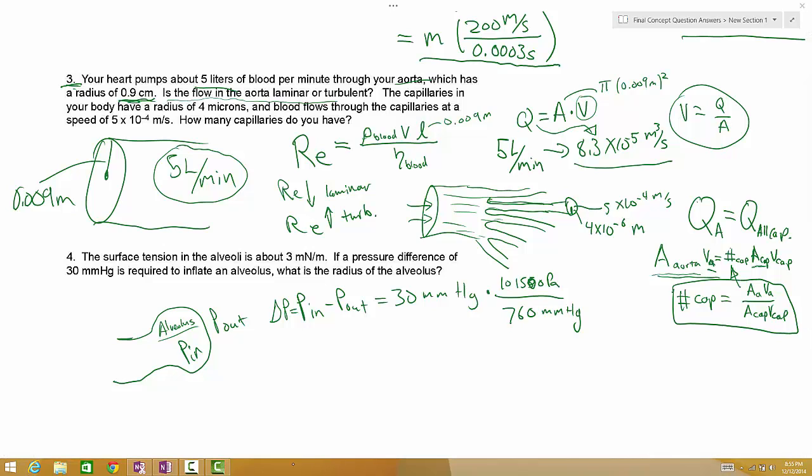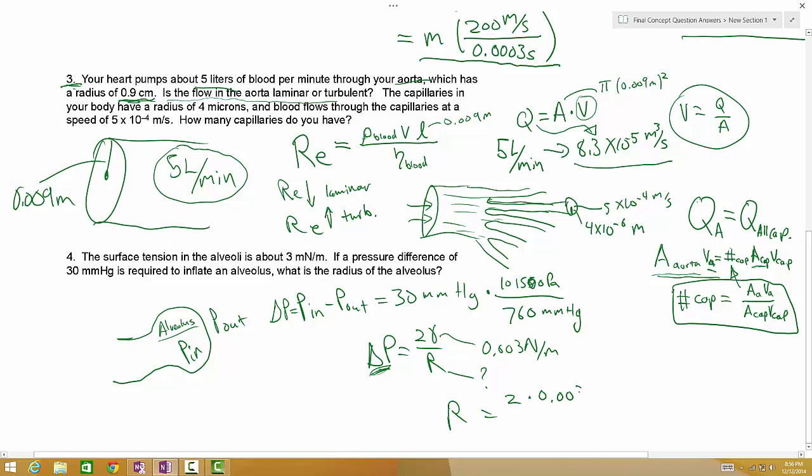And then to find the radius of the bubble, this is a clear use of our equation: change in pressure is equal to 2 gamma over R. This is basically the equation that says the pressure inside minus the pressure outside a bubble is equal to 2 times the surface tension, which we know here is 0.003 newtons per meter, divided by the radius, which we're trying to find. We know everything else in this problem, so we can find the radius. The equation is just going to be R equals 2 times 0.003 newtons over meters divided by our change in pressure, which you can calculate by looking at this.